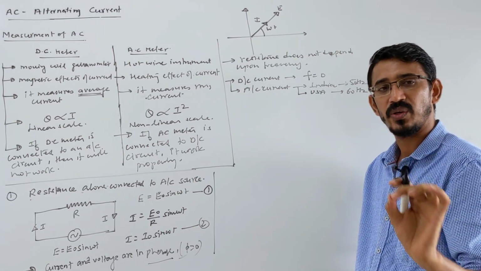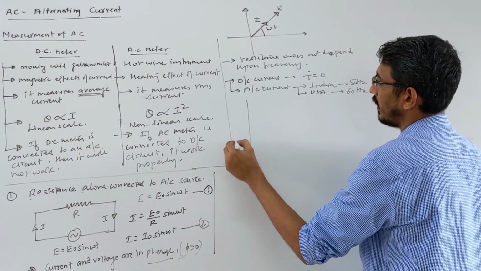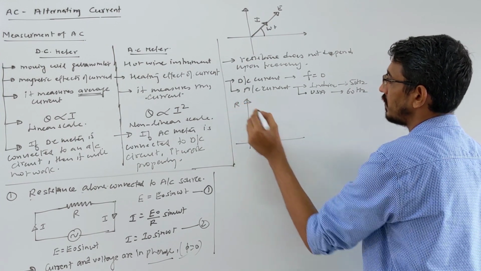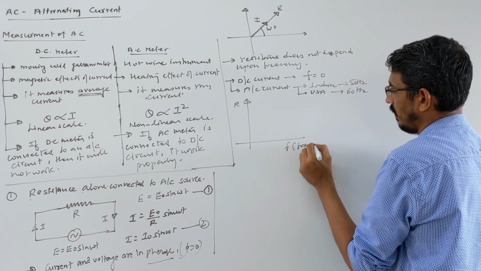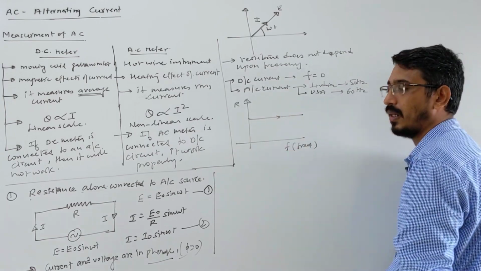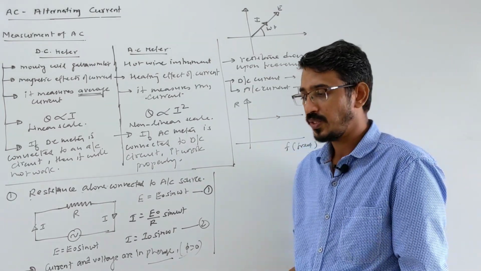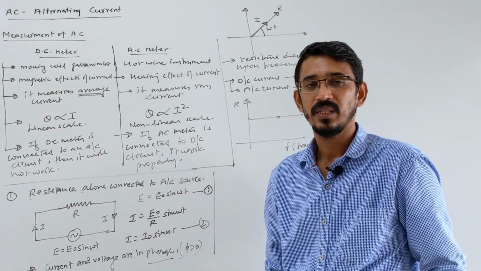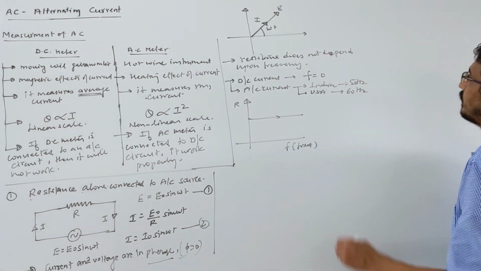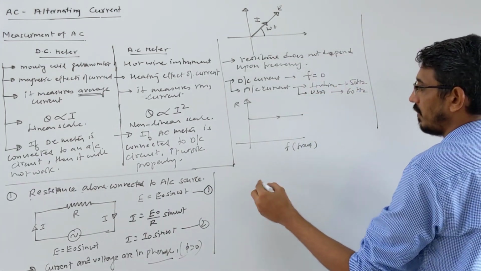So I'm saying the resistance you connect in an AC circuit or DC circuit, the resistance value will not change. So if you want to draw a graph between resistance versus frequency, what is the answer? A straight line. It will not change. It remains constant. Zero frequency or 100 hertz or 50 hertz, it will not be affected. Okay, let's see what happens with some other element like an inductor.